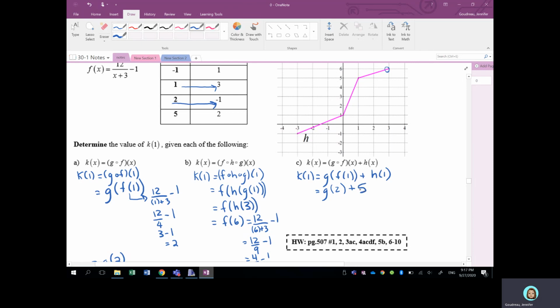And G at 2, we found that already. G at 2 is negative 1. And negative 1 plus 5 is 4. So K at 1 for this one is equal to 4.